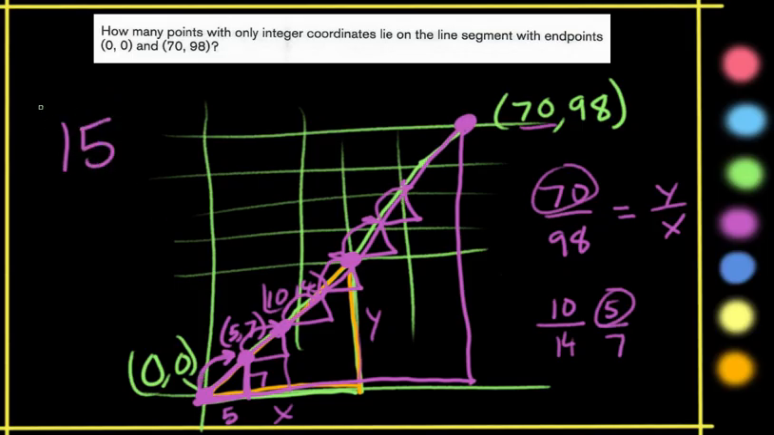You have to be careful, because you have to include both the starting point and the ending point, right? So you start with the starting point, and then every time you take a step, you add one more. You did 14 steps, that means you've got 15 points altogether, because this line segment does include the 2 endpoints. All right, so our final answer there is 15.